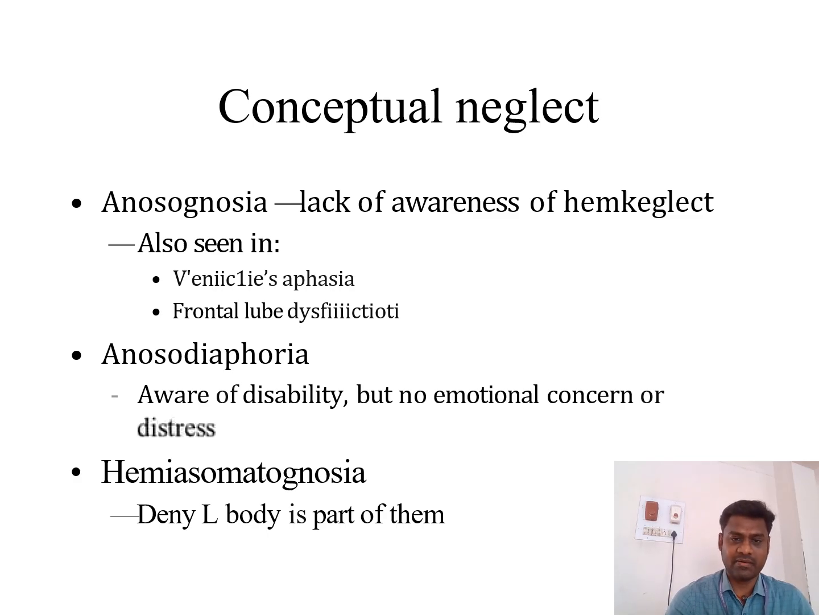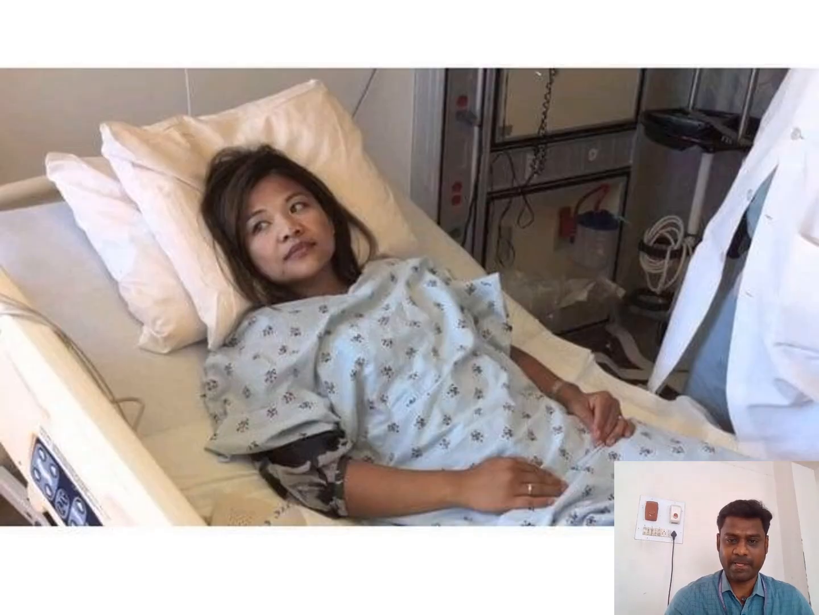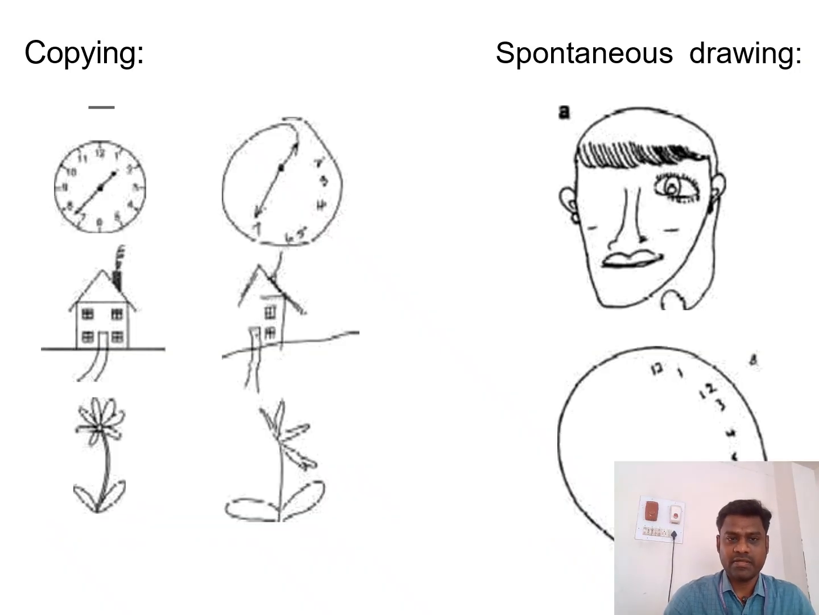Okay, I'm going to give some examples. See this one. She is intentionally refusing to see or concentrate on the left side. We cannot understand exactly through this simple picture, but let's see the next one. When we ask the patient to copy a clock, we draw a clock and ask the patient to draw the same clock, and they draw only on the right side. They are not able to draw or mark on the left side.